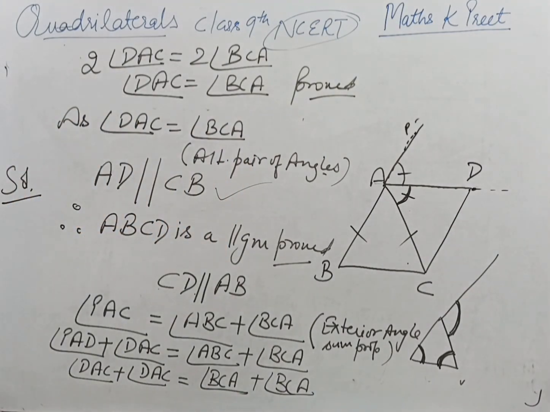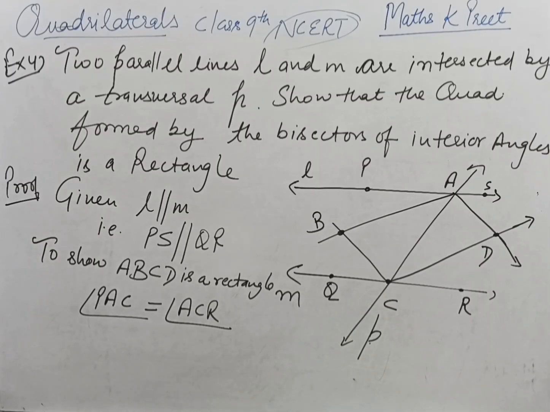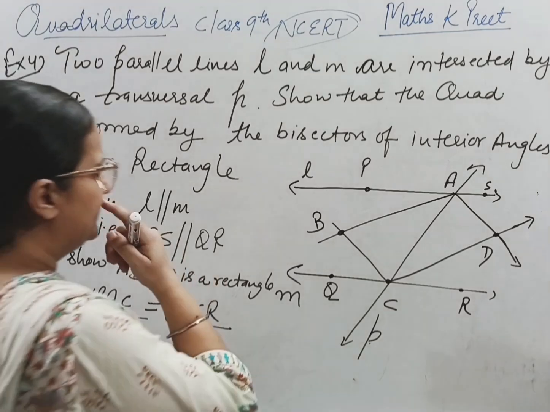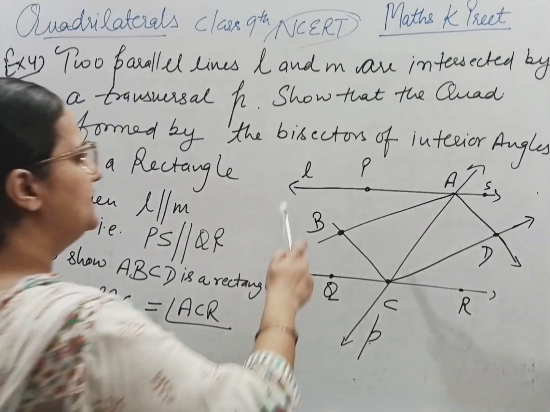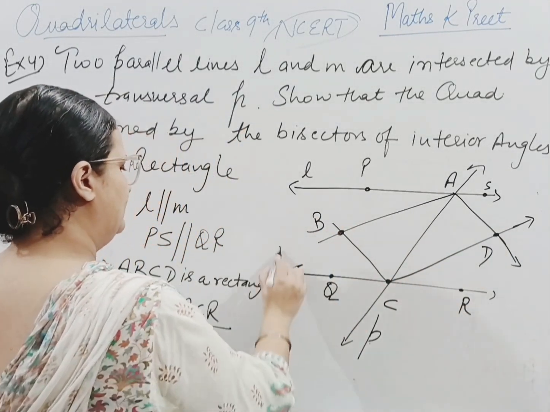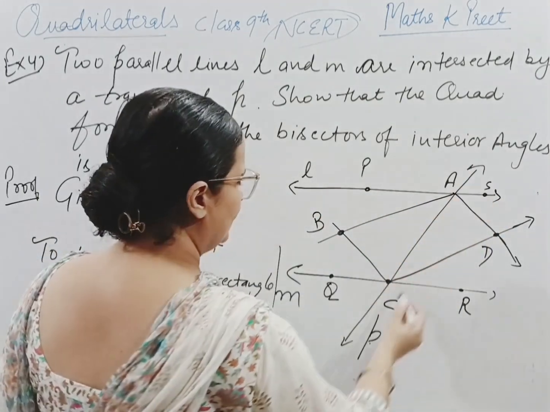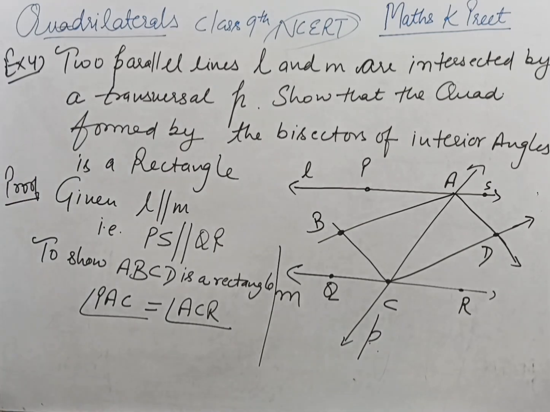Example number 4. See this example 4, it's very important. The example is saying that two parallel lines L and M are intersected by a transversal P. So this is the figure given to us. This line L and line M are given parallel to each other, and these two lines are intersected by this transversal P. So show that the quadrilateral formed by the bisectors of interior angles is a rectangle.